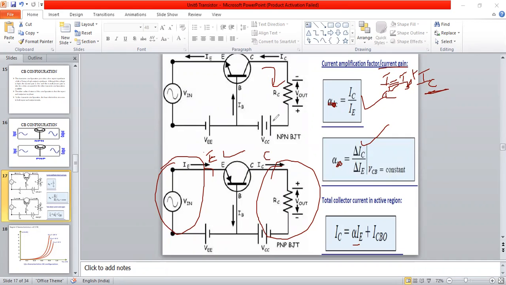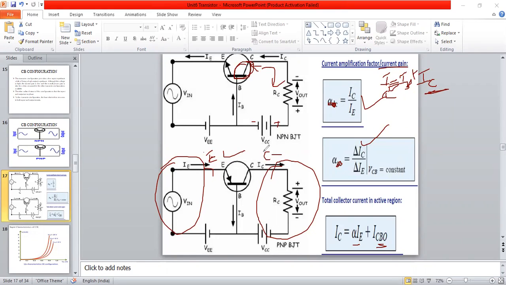The collector-base supply is given here in reverse bias. This is collector and this is base. The collector is reverse biased. Because of this reverse bias, some leakage current flows across the semiconductor between C and B. That leakage current we are going to call ICB naught.